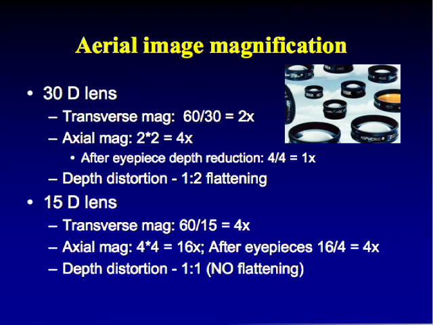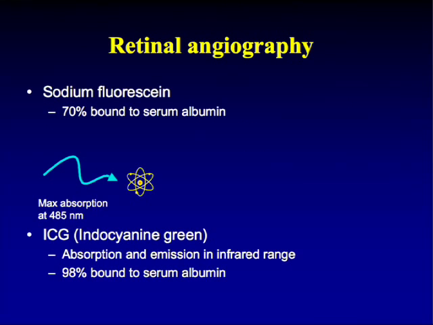Different lenses, though, give different powers. If you look at the 30 lens, it's a 1-to-2 flattening. If you look at a 15 diopter lens, it's a 1-to-1, no flattening. So you say, does that mean we should actually be using 15 diopter lenses when looking at tumors in the eye? And the answer is no, but you need to be aware that if you switch from one lens to another, you're going to get a different perception, and you shouldn't interpret that as a change in the tumor.